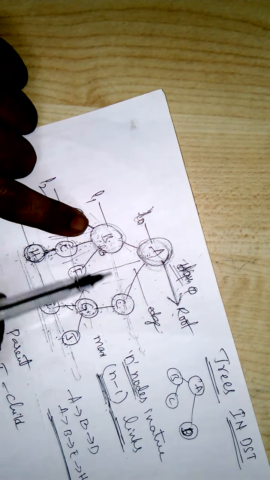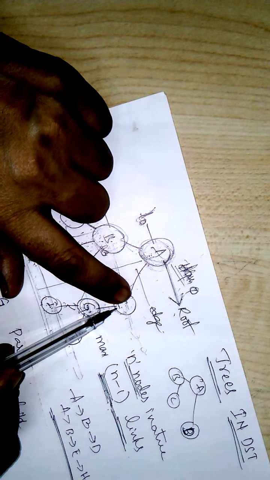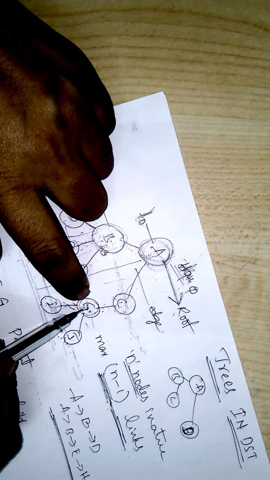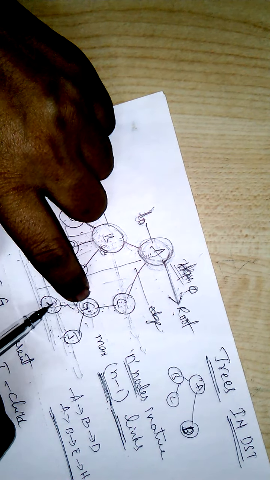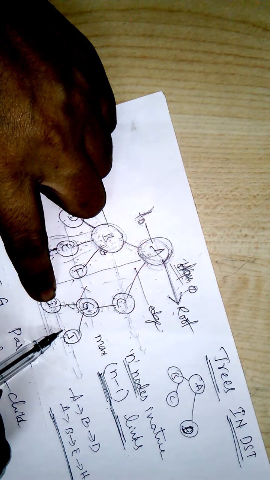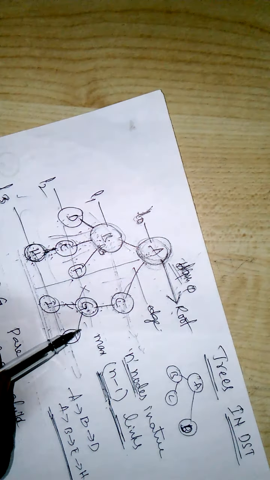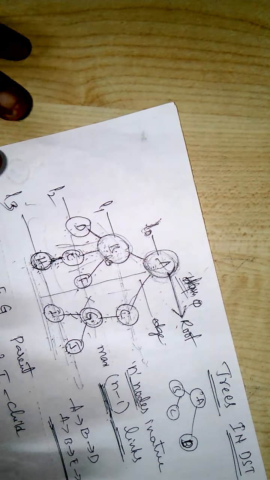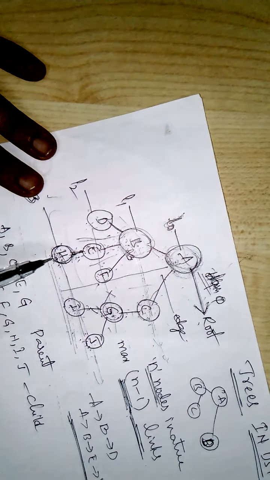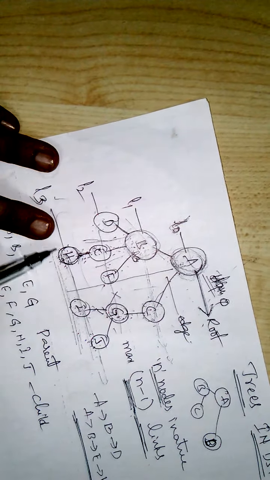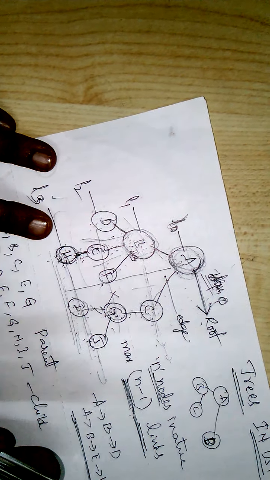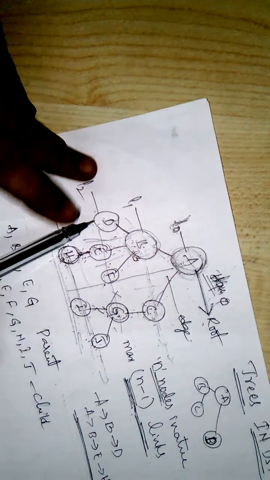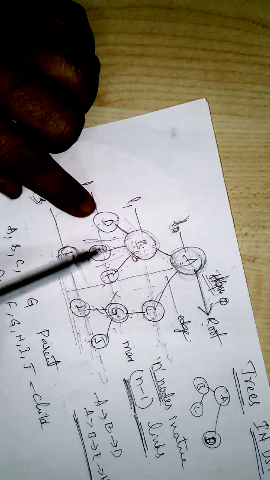B is an internal node. C is also an internal node. Why? Because it has child D. G is also an internal node, which has children I and J. These are called internal nodes, or non-terminal nodes, or non-leaf nodes. And a leaf node is a node which does not have any children. In this example, D does not have any children, so we say D is a leaf.